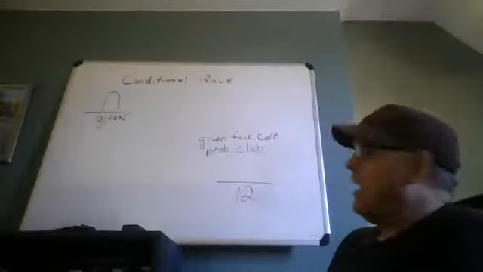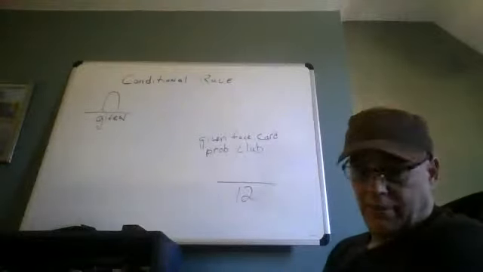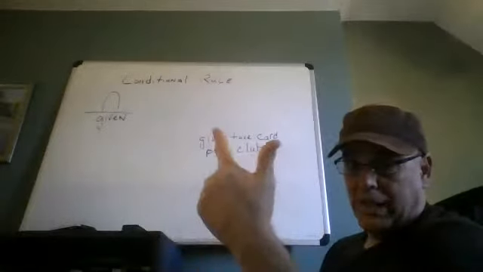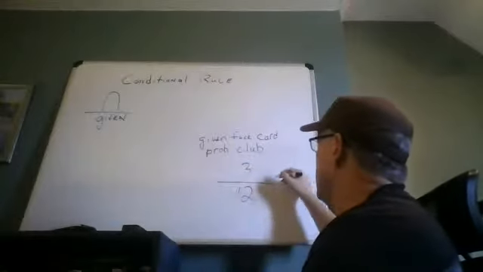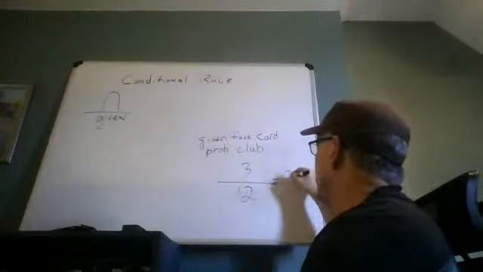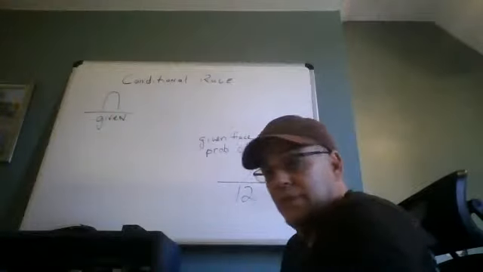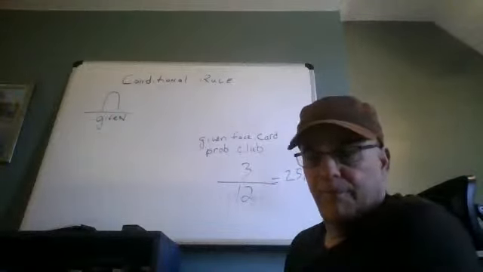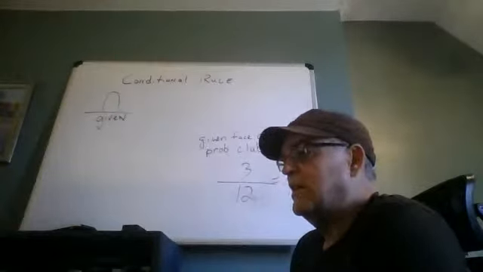Of those 12, how many are clubs? I think if you count just the jack, queen, and king of clubs, there would be 3. So 3 out of 12 is a good old 25% or 0.25. Starting to feel it? All right, let's try another one.